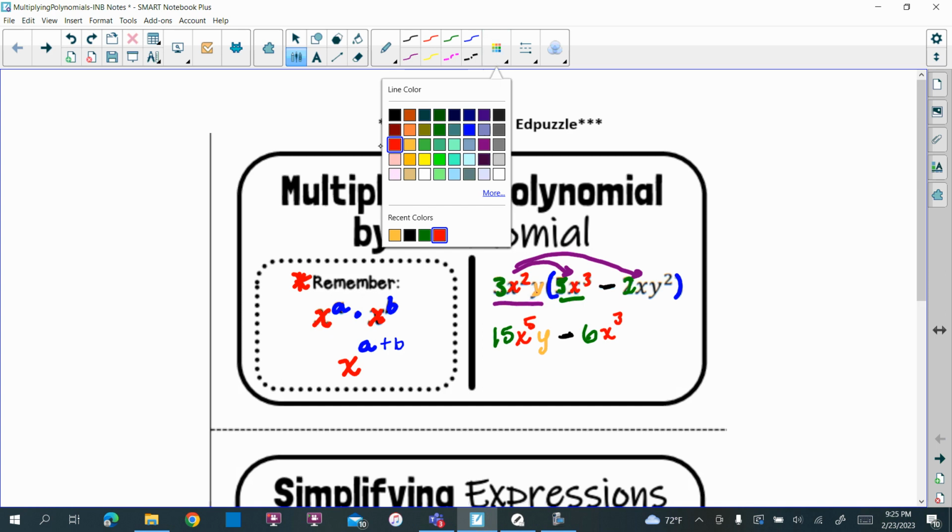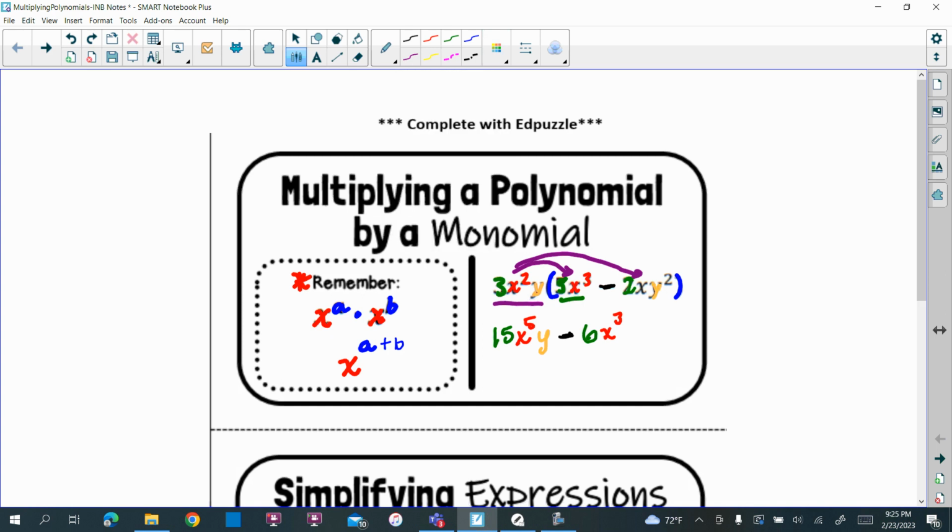And now when I go to my y's, because now we have a y in this other monomial, this becomes y to the third power as well, because this y on the outside is like having an exponent of 1. Then if we had any like terms, we can combine them. But this is our answer right here. We're just going to distribute each monomial to each term inside the parentheses, and then complete our product rule, our adding of the exponents.